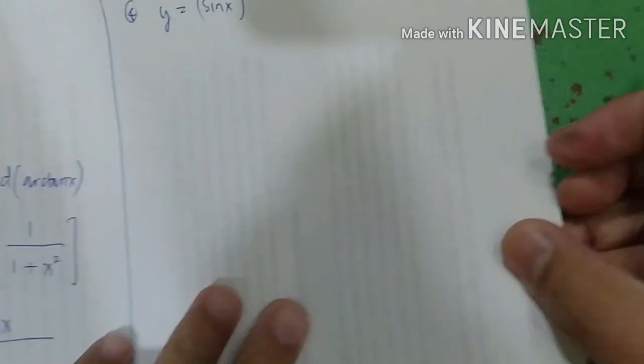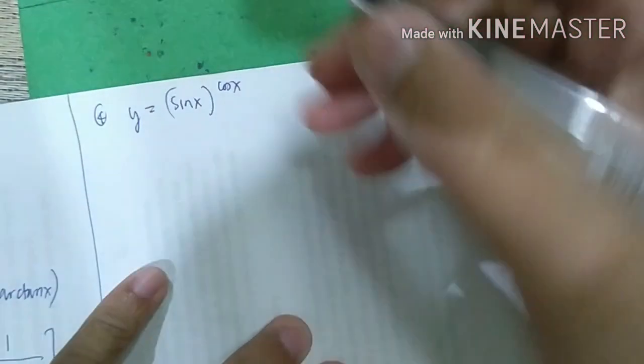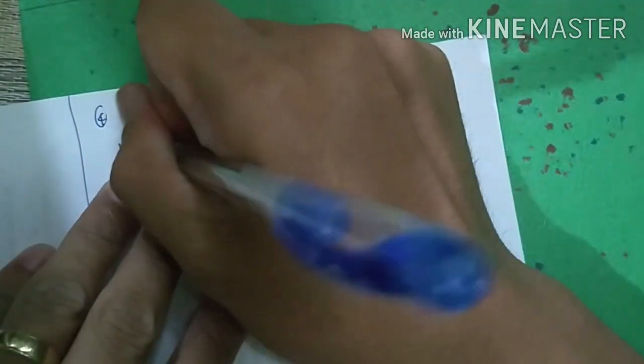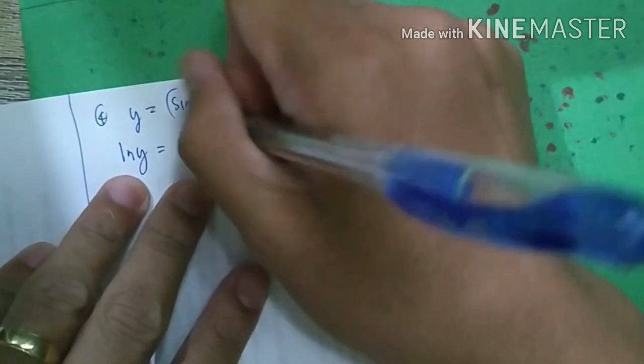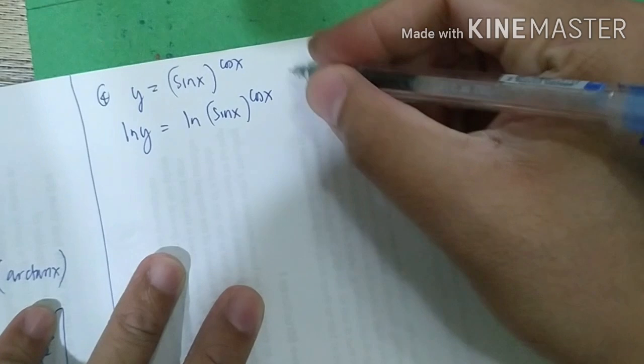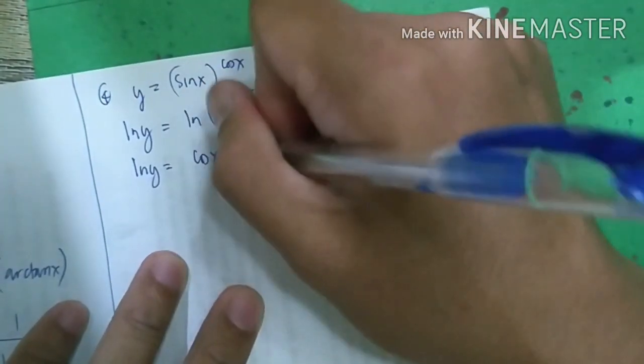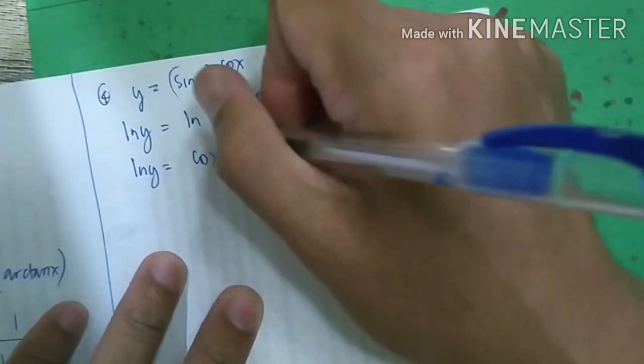O, last example. So, y is equal to sin x raised to cosine x. So, again, ang walang kamatayang ln on both sides. So, saan mapupunta si cosine? Dun sa unahan. So, ln y is cosine x, ln sin x.